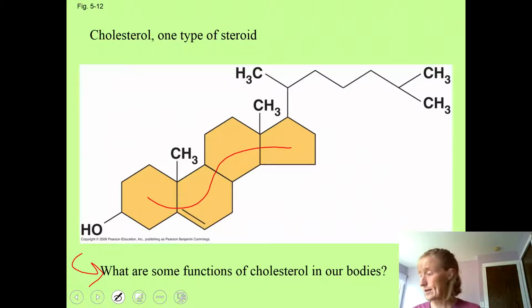It's a precursor for vitamin D, so it can be used to make vitamin D. Vitamin D is important for bone health, right? It's a precursor for a whole bunch of other steroid hormones that are involved in water balance, for example. It's an important component of the myelin sheath, which surrounds our nervous cells in our spinal cord. It's a precursor for bile salts. Bile salts are made in the liver and stored in the gallbladder and help break things down.